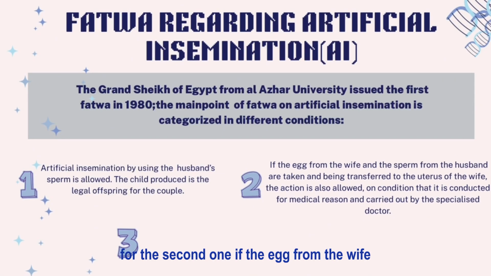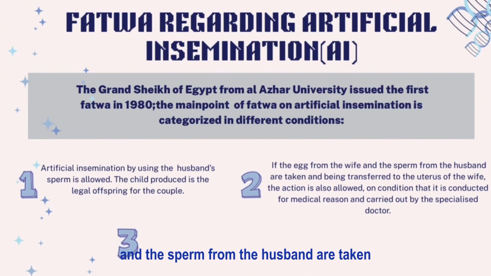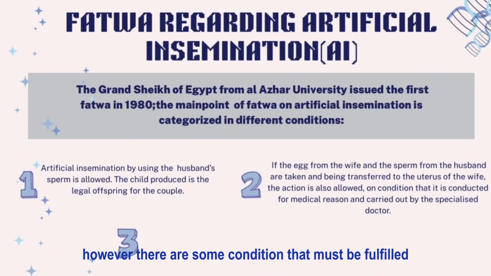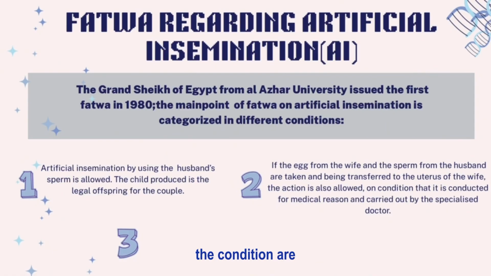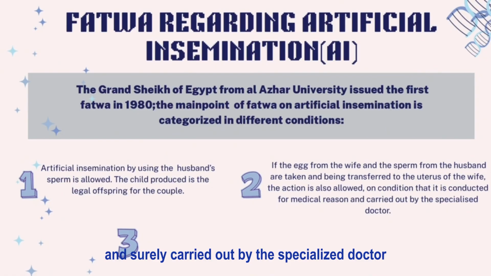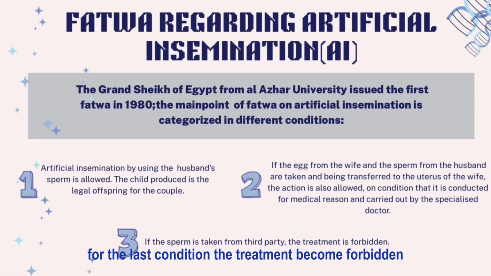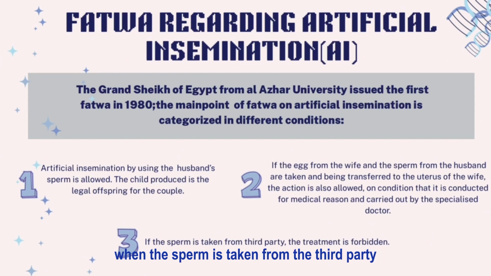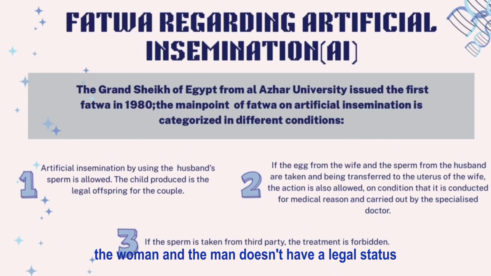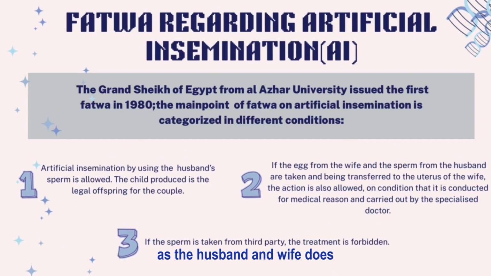For the second one, if the egg from the wife and the sperm from the husband are taken and transferred to the uterus of the wife, the action can proceed. However, there are some conditions that must be fulfilled. The conditions are, it must be conducted for a medical reason, such as an infertility problem, and surely carried out by a specialized doctor. For the last condition, the treatment becomes forbidden when the sperm is taken from a third party, which means the woman and the man do not have a legal status as husband and wife.